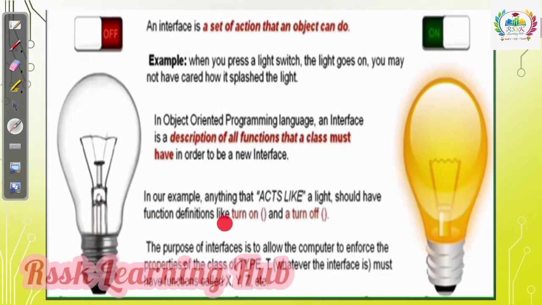Consider this example. Here, the function definitions are like turn on and turn off. These are the two main functions for working with a lamp. Here, see the properties of class type T. Whenever there is an interface, type T is your class property, and you can define anything. In this example, they are telling us type T must have a function called XYZ.